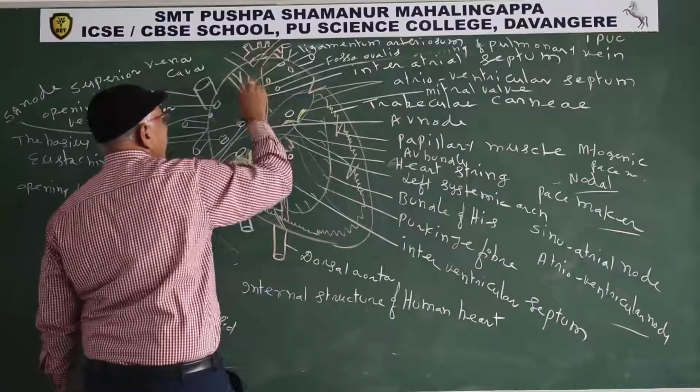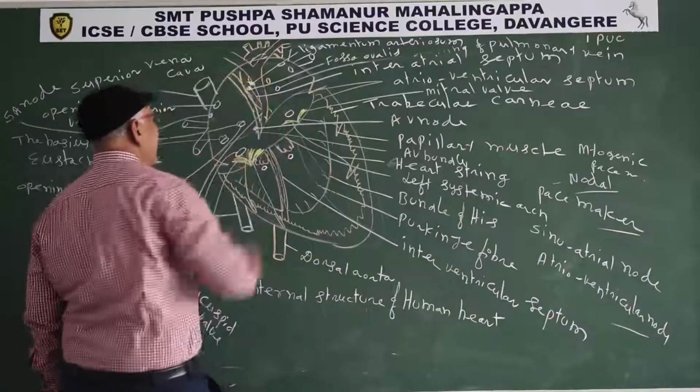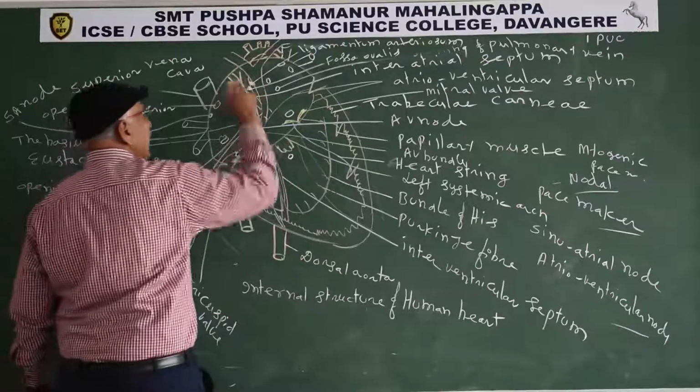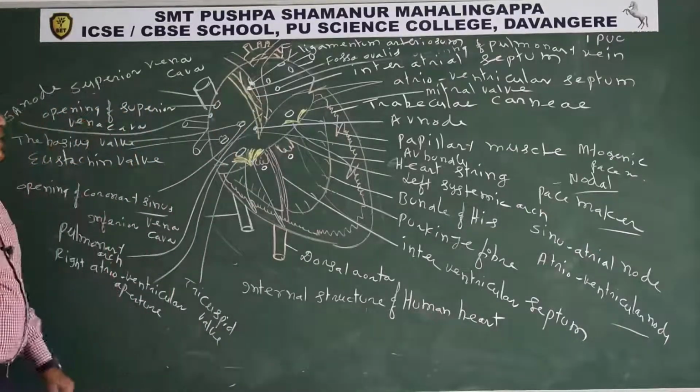The pulmonary arch and the left systemic arch are connected externally by a fibrous strand. This fibrous strand is known as the ligamentum arteriosum.